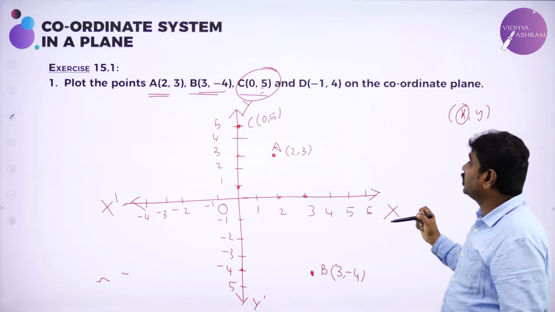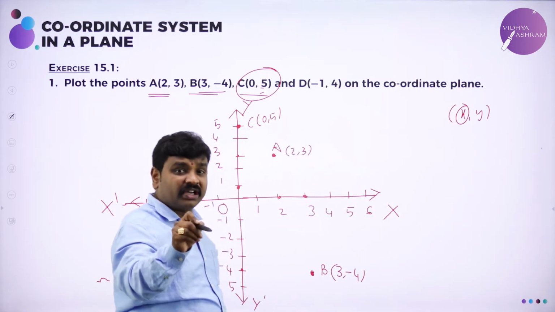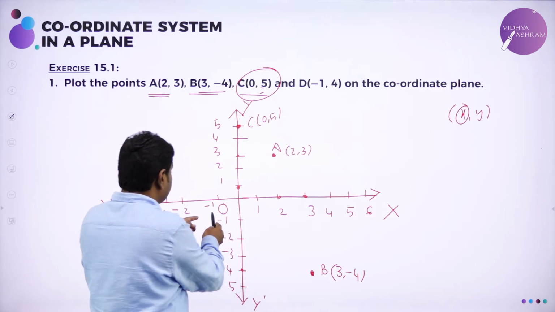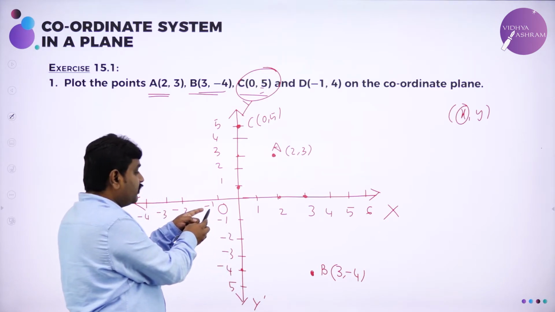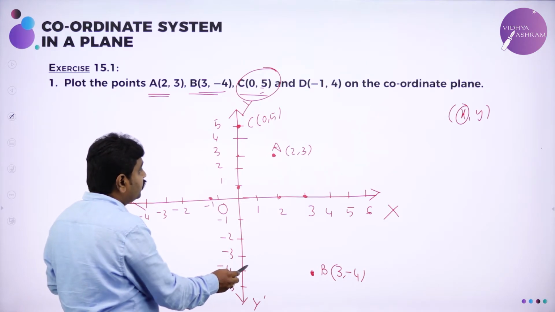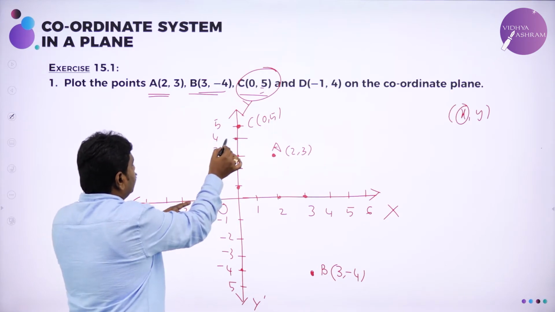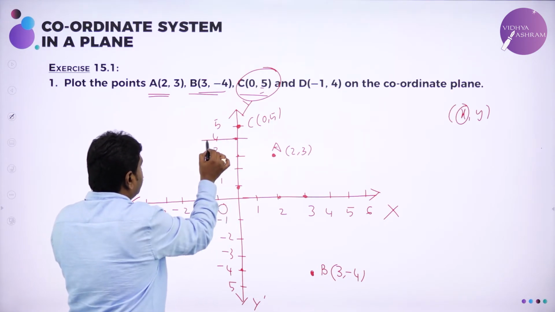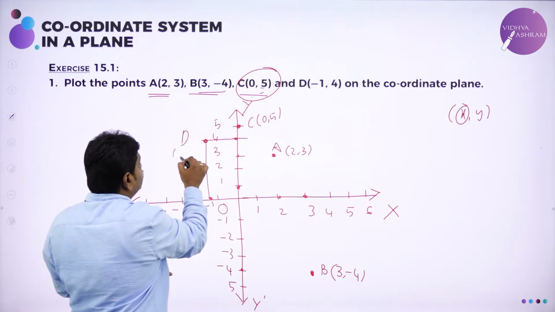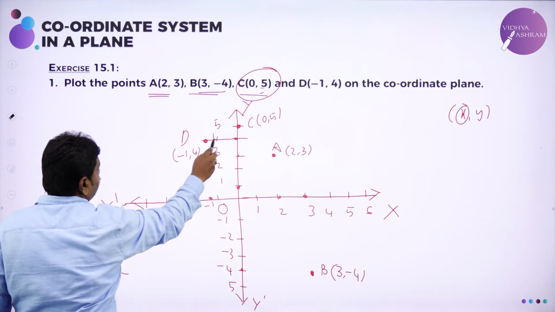So now then -1, 4. X value is -1, y value is 4. So x value is -1 and y value is positive 4. Y value 4 means here. So if I draw perpendiculars from here and here, they meet here, this is D. What is D? -1, 4. We got D. So now I'll erase the perpendiculars.